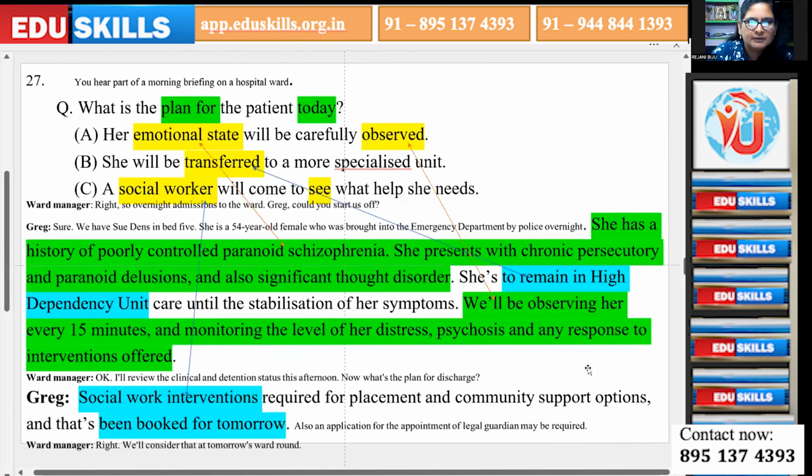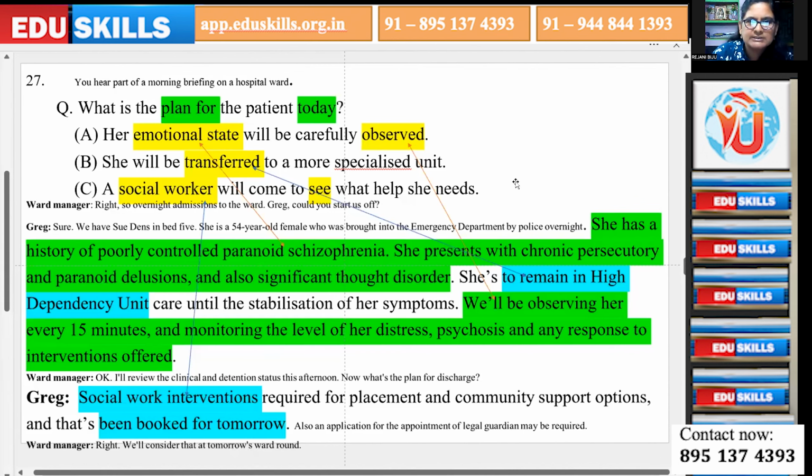Option B. Now, regarding the social worker, you can see that social worker interventions are required for placement and community support options, and that's being looked at for tomorrow. That's why I said we have to be very careful. The question keyword is plan for today, right? So that is not the answer. Option C is also not the answer.